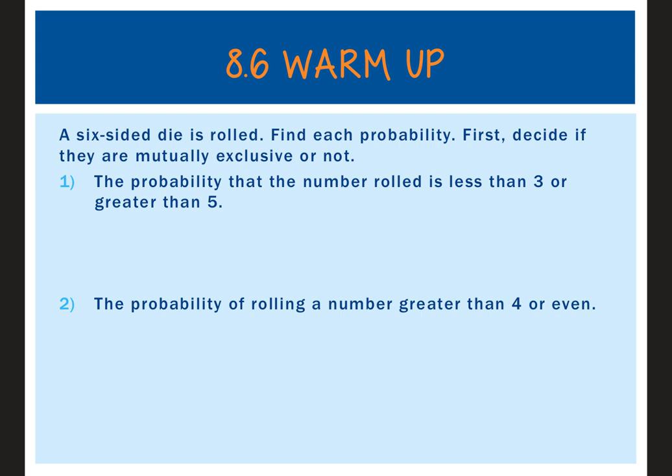Okay, this one is just one six-sided die is rolled. The probability that the number rolled is less than 3 or greater than 5. So first of all, it's an or statement. This means we're going to add. And if it's an or statement, then you have to check if it's mutually exclusive or not, right? So can something be less than 3 and also greater than 5? No. So they're mutually exclusive, which means we add the probability that it is less than 3 plus the probability that it is greater than 5.